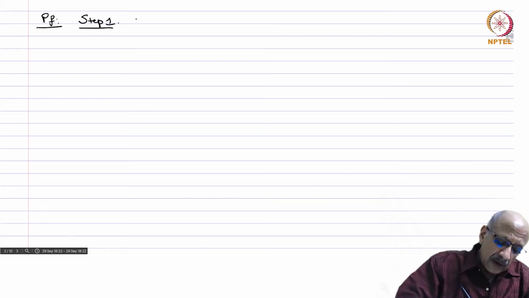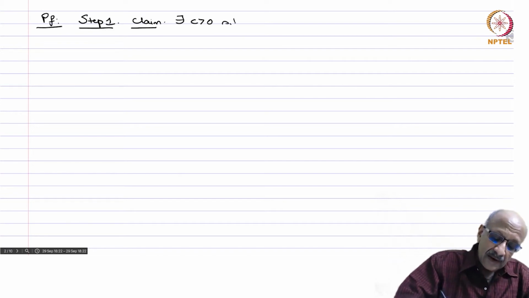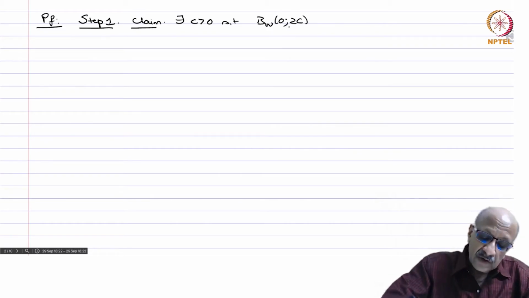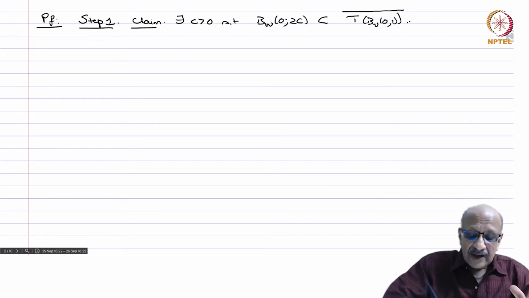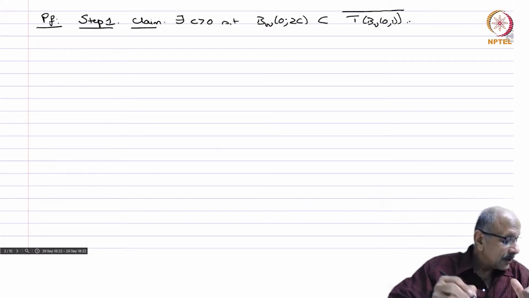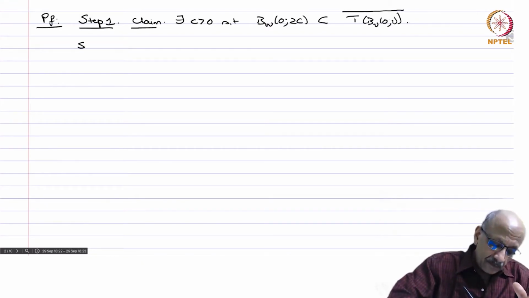The first step will be the claim: there exists a C positive such that B_W(0, 2C), that is the ball of radius 2C with center origin in W, is contained in the closure of T(B_V(0,1)), the image of the unit ball in V. So it's a slightly bigger set, and in a slightly bigger set we can accommodate a ball. Let us establish this claim. Let us set X_n equals n times the closure of T(B_V(0,1)).